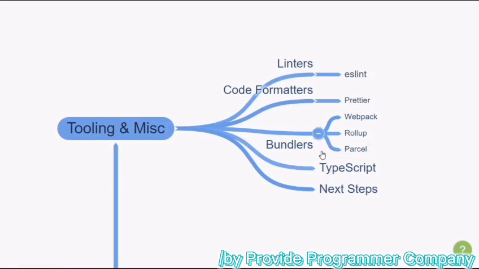Next up is bundlers, which are tools that get your code ready for production. They aim at optimizing your builds, making them as small as possible before being uploaded to the server. You can learn about Webpack, Rollup, or Parcel.